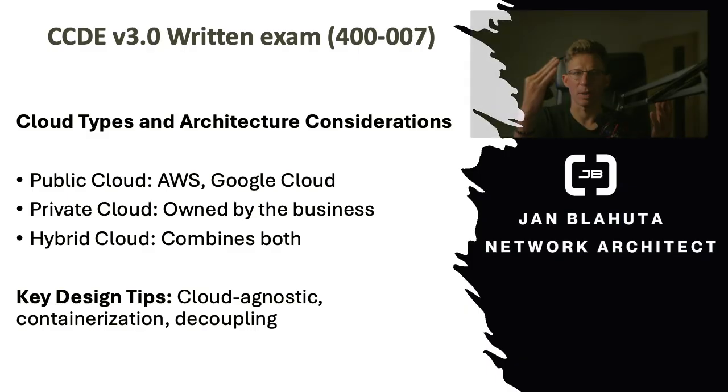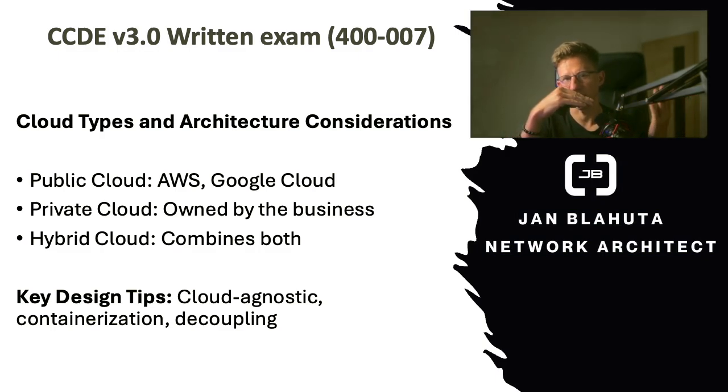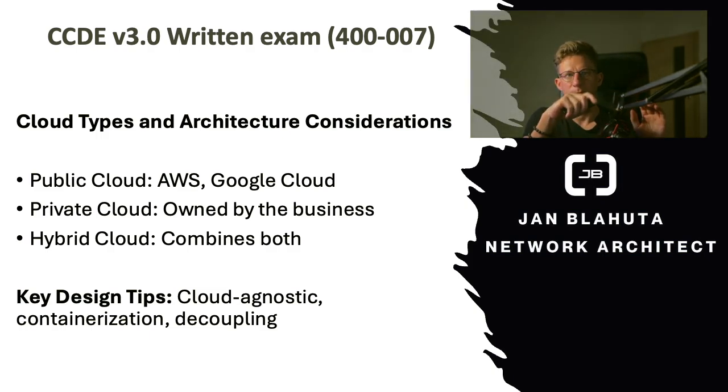Your cloud type also matters when designing your network. You have got 3 main ones. Public cloud, like hosted providers such as AWS. Private cloud, run by your own team in-house. Hybrid cloud, a mix of both for max flexibility. And when you are building for the cloud, keep these strategies in mind. Go cloud agnostic to avoid vendor lock-in. Use containers to keep your apps portable and decouple components so you can scale easily. These smart moves give your network staying power.